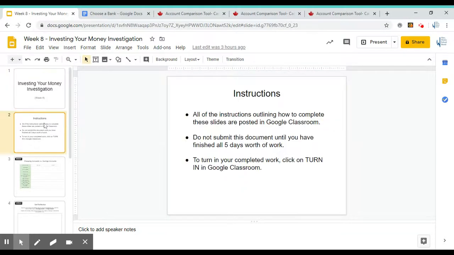So this Google Slides presentation that has been shared with you contains all of the activities, or where you're going to record your work for all of the activities for all 5 days this week. So all of the instructions that you need are posted on Google Classroom. So all of the instructions for Monday will be posted on Monday, and then the same thing for the rest of the week. You do not want to submit or turn in your presentation until you are completely finished all 5 activities. And then at the end of the week, when you're all done, you can just click on Turn in Google Classroom, and it will submit this presentation back to me for me to look at.